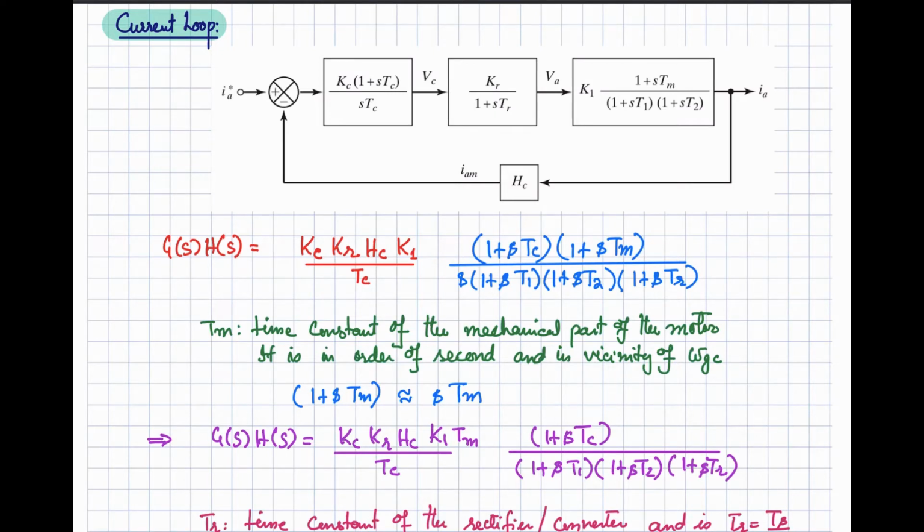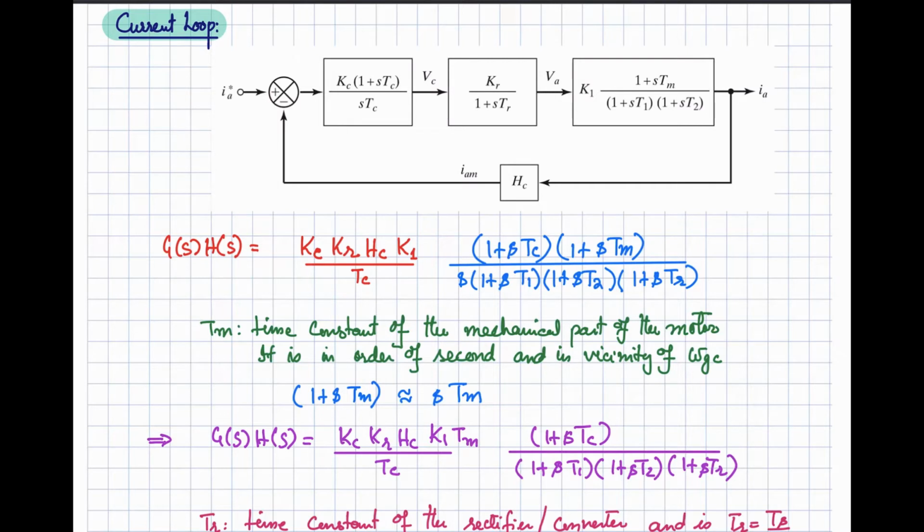In the last video we have discussed the DC motor drives and how we can develop the model of our DC machine. Then we discussed the current control and the speed control of the DC motor. So here you can see the current loop in the DC motor drive.